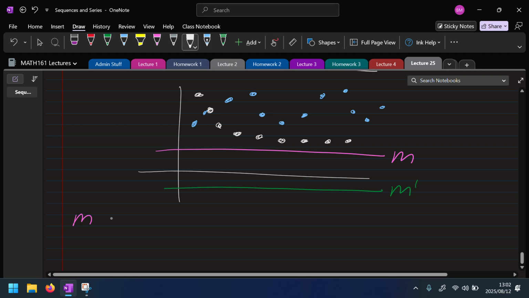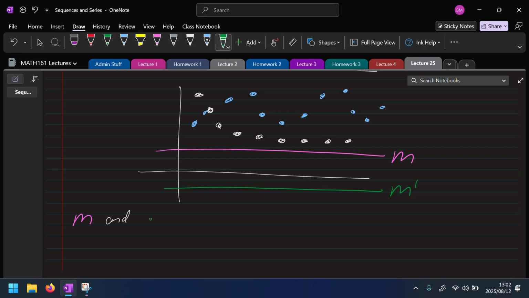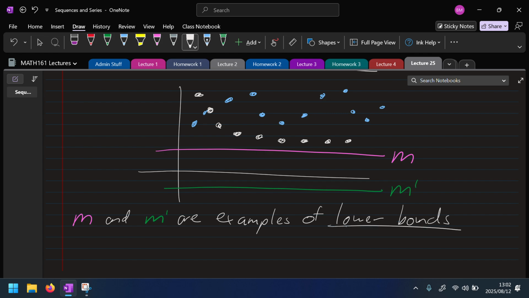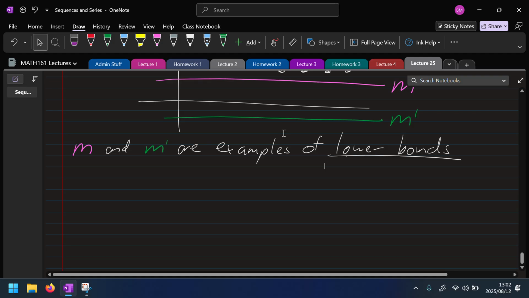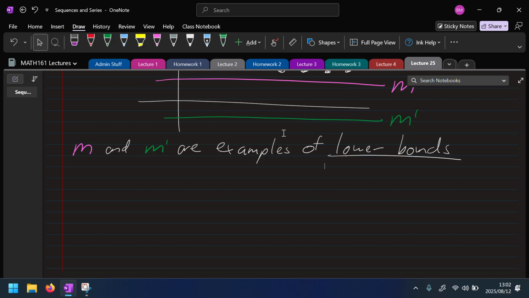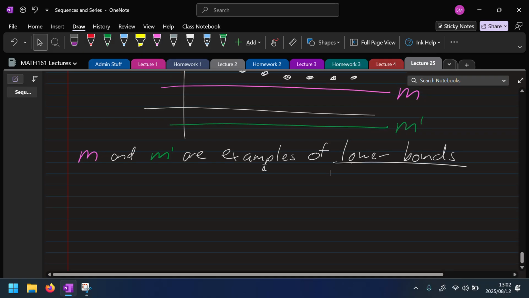So m and the green one, m prime, are examples of lower bounds. And you can have anything else below that that is also a lower bound. Any questions on these two, bounded above or bounded below? They're all good. Okay. Last picture for today.